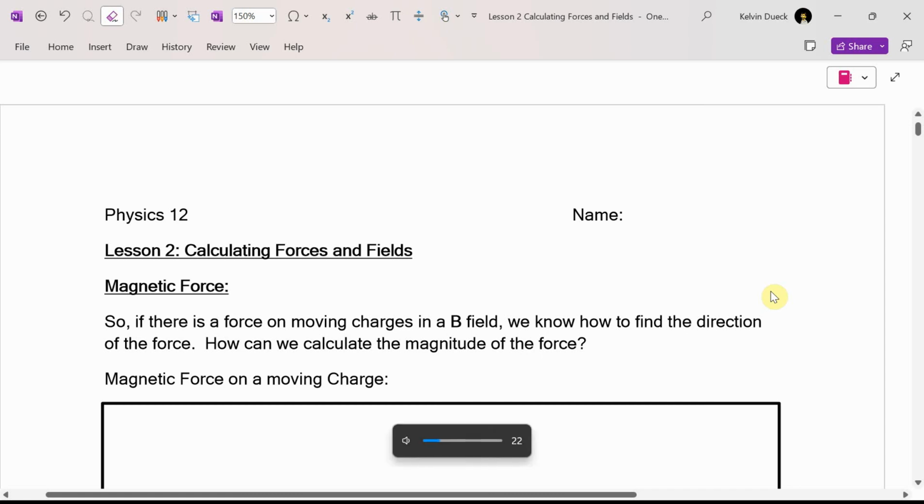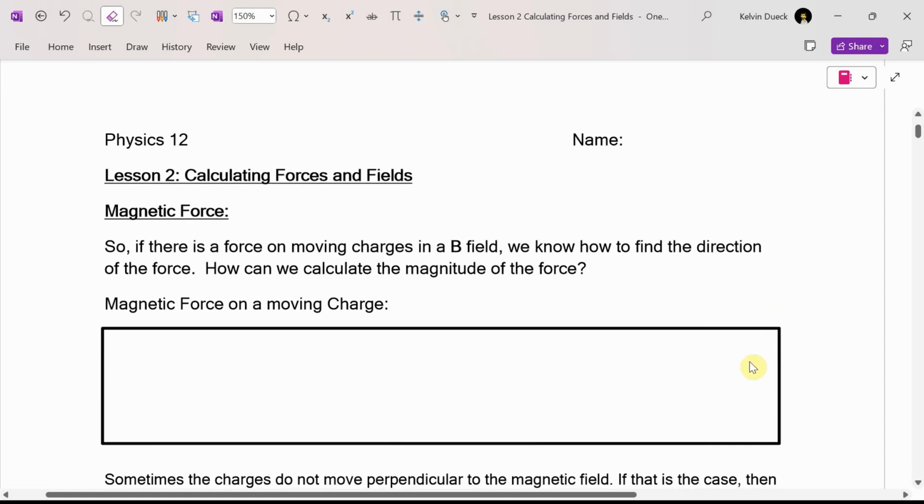So if there is a force on moving charges in a, what's capital B an abbreviation for? If you want to, you can make a little note, a reminder to yourself, that's going to be my abbreviation for magnetic field. If there is a force on moving charges in a magnetic field, and I showed you last day that there is, I showed you the little jumping wire that moved around. We watched some videos of other experiments. We know how to find the direction of the force. There's 3 right-hand rules. How do we find the magnitude?